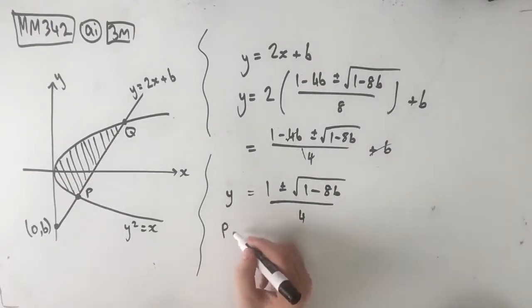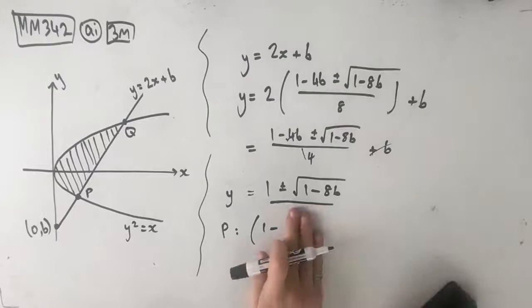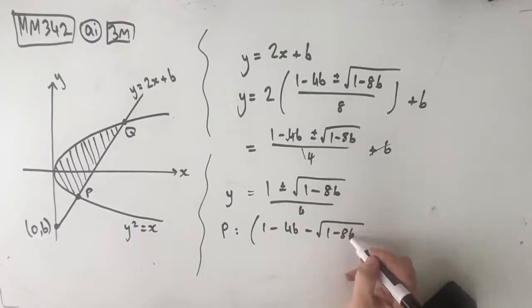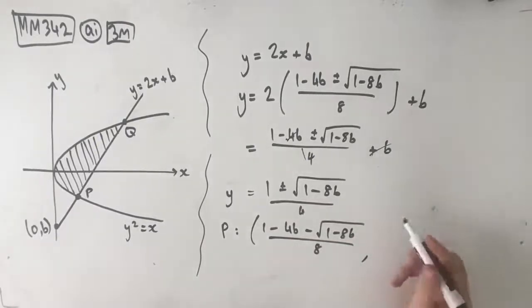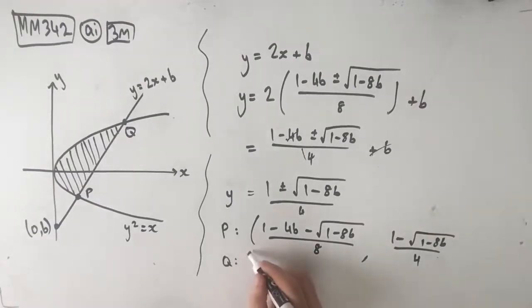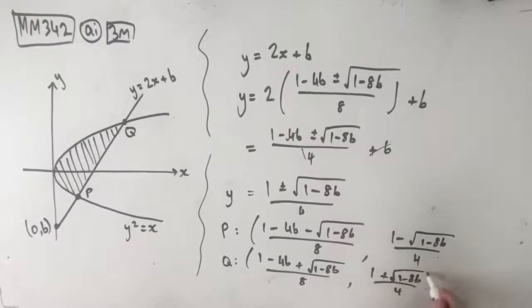So then we can say that P is our x value, which means we get 1 take 4b minus the square root of 1 take 8b over 8. Now y value for that is 1 minus root 1 take 8b over 4. Awesome. Now, can I fit the next one in? I think I can. Now Q is 1 minus 4b plus the square root of 1 take 8b over 8, and 1 plus the square root of 1 take 8b over 4. Awesome. Now that is our third and final mark for part A I.